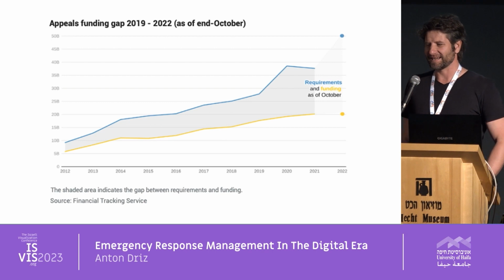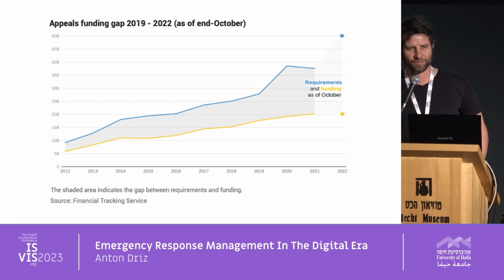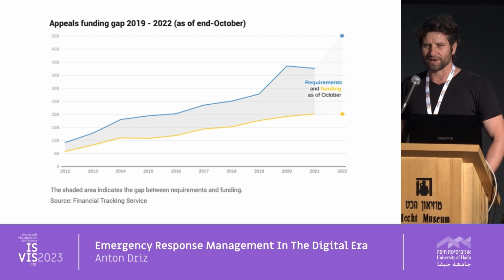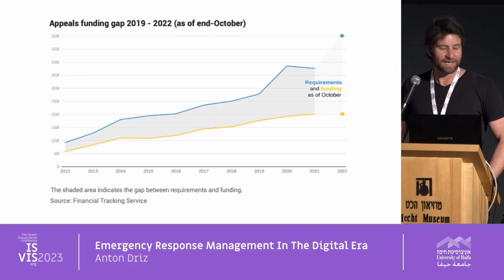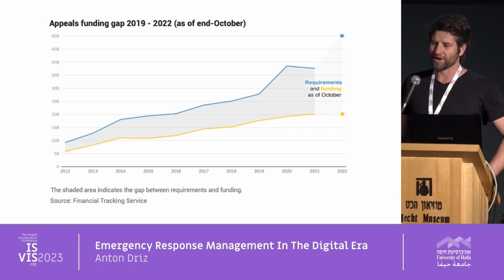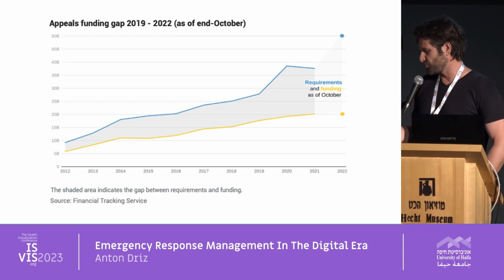And now we can see a graph showing the financial demand of humanitarian aid. The blue line represents the requirements for humanitarian aid on a global scale for addressing vulnerable communities, and the yellow one is the actual funds that these NGOs receive at the end of the day. The gray area is the financial gap that humanitarian organizations, NGOs, and UN agencies face in addressing the needs of people in need.